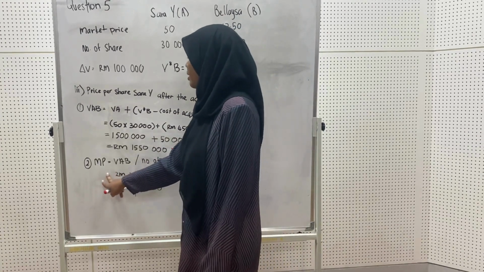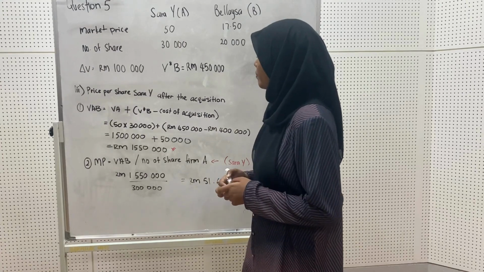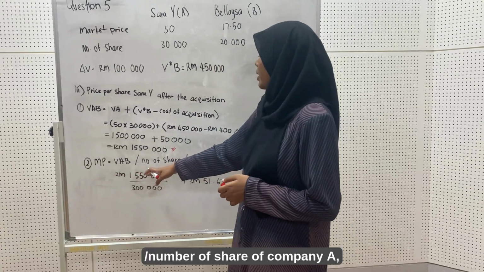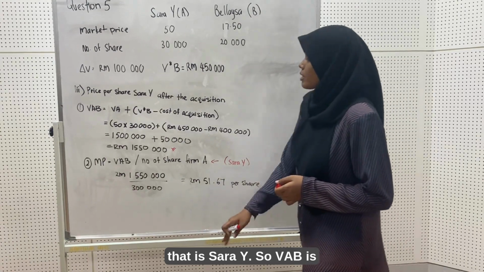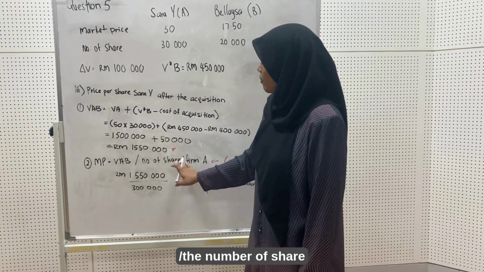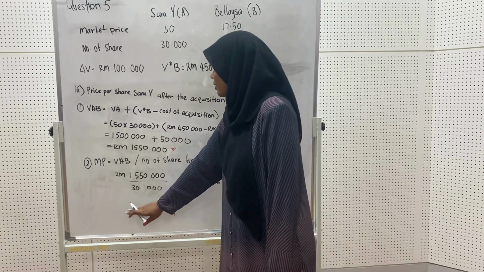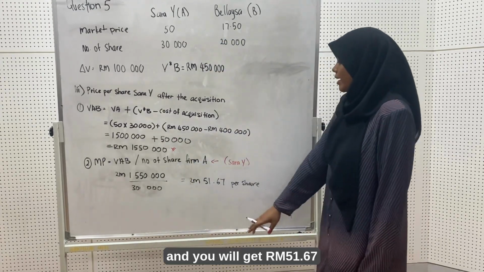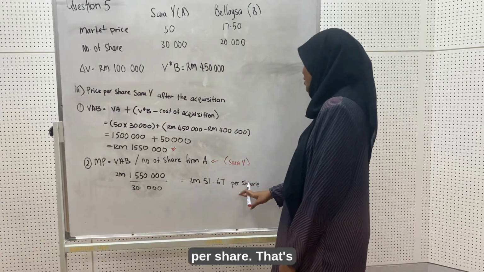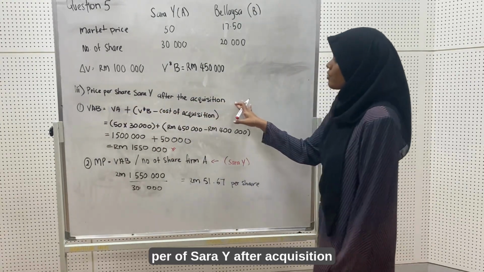And next we will calculate the price per share for Sarawak, that is company A. The formula will be VAB divided by the number of shares of firm A, that is Sarawak. So VAB is 1,550,000 divided by the number of shares, that is 30,000. Then we get RM51.67 per share. That is the new price per share of Sarawak after the acquisition.